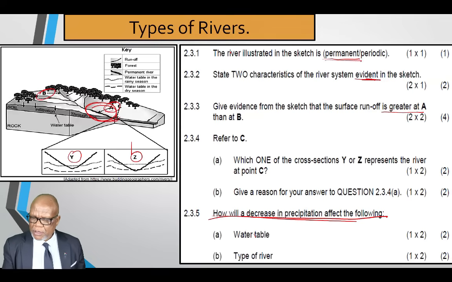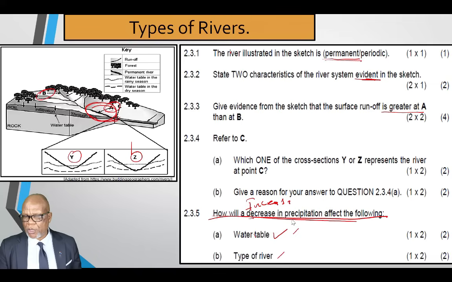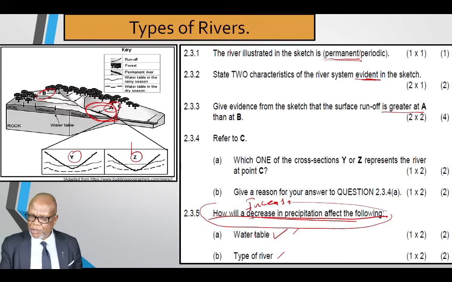Now, if the question is not saying decrease, but says increase, you're going to give a different reason. Let's say the examiner does not say how will a decrease, it says how does the increase in precipitation affect the water table. The water table is going to go higher and the river will flow throughout the year. Now this is an application question.